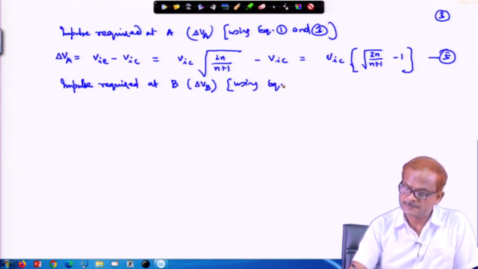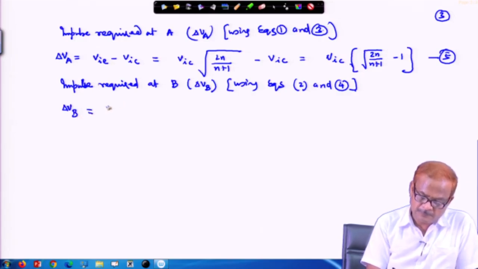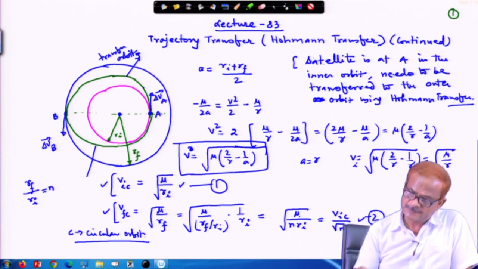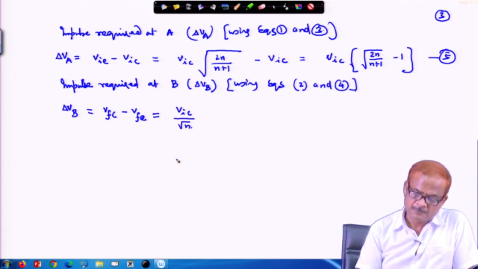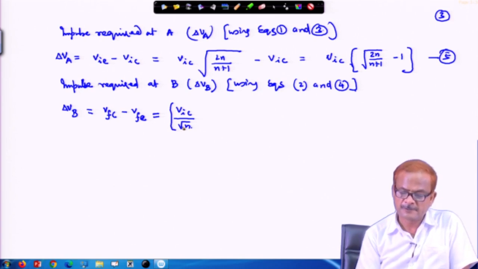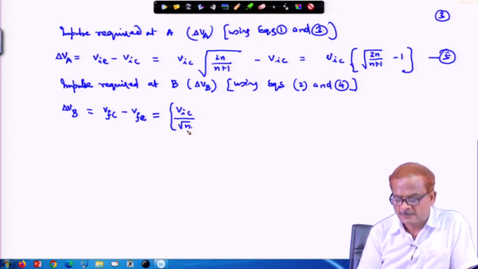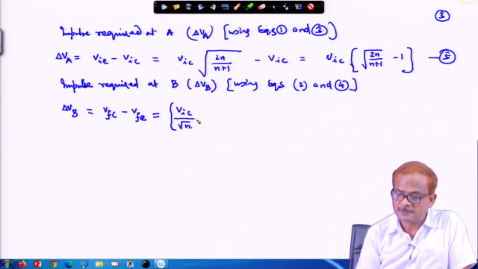Using equations 2 and 4, V F C minus V F E, and V F C already we have seen this quantity is V I C divided by root n. That means, the inner orbit the velocity is higher because n is greater than 1. So, in the inner orbit velocity is higher, in the outer circular orbit velocity is lesser, but energy wise the outer orbit is having more energy.